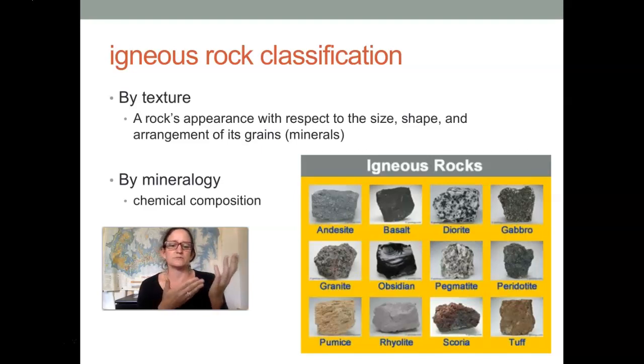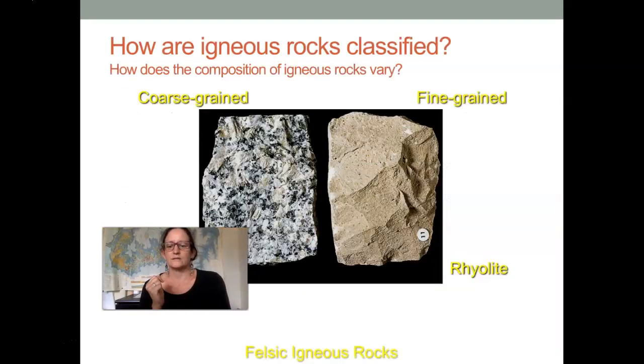So here are some examples of igneous rocks: andesite, granite, pumice, basalt, obsidian, rhyolite, scoria, pegmatite, diorite, gabbro, peridotite, and tuff. All different kinds of igneous rocks. Let's look at some specific examples here and we'll compare them.